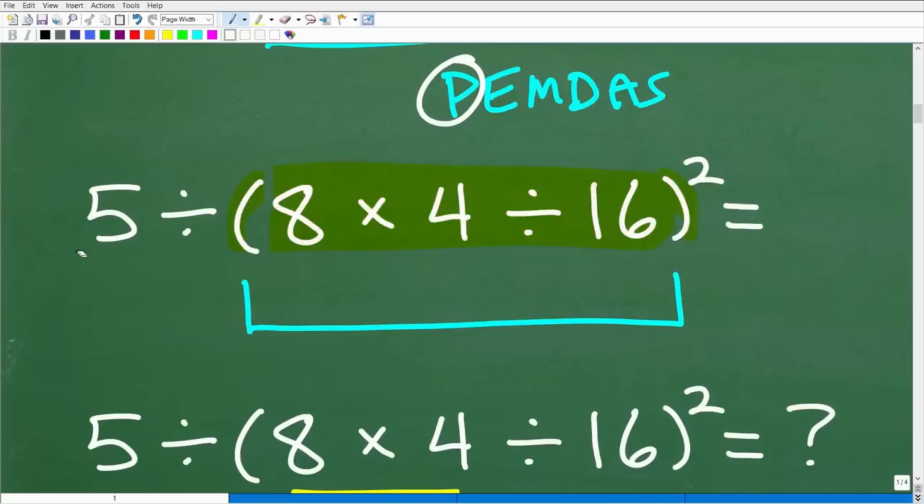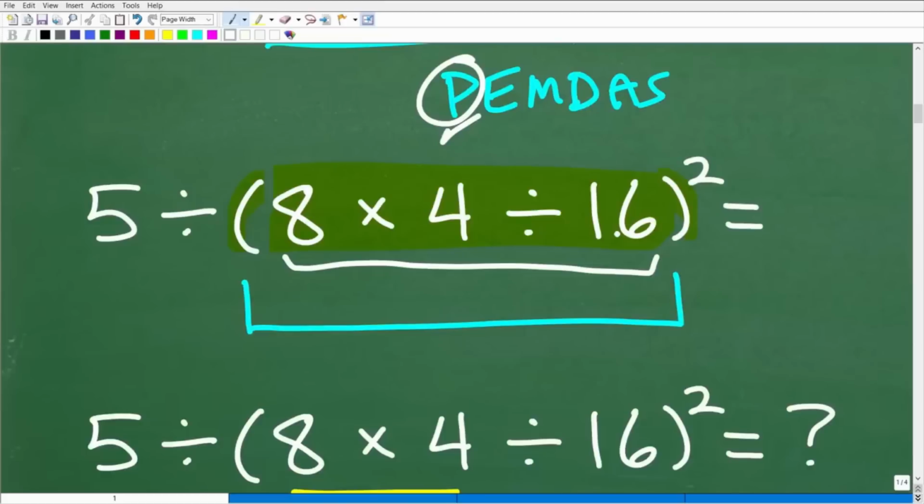And another little comment here is, this problem that I'm doing is kind of a basic problem when it comes to the order of operations. You really need to get good at this. So you want to challenge yourself by doing more challenging problems. But anyways, we do have a set of parentheses, so we're going to focus on what's inside of the parentheses first. Okay, so we have 8 times 4 divided by 16.